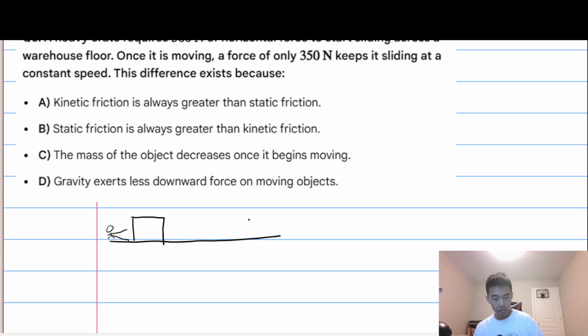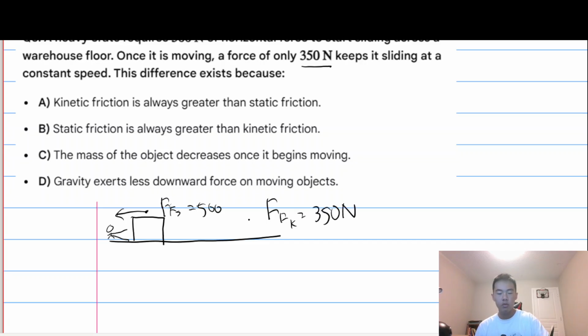So this means that there is a static force of friction. How would you say this? Force of friction, kinetic, static friction. I don't know. Like this, right? Force of friction would be equal to 500 newtons, but it only takes 350 newtons to keep it sliding at a constant speed. So that means that our kinetic friction would be equal to 350 newtons.